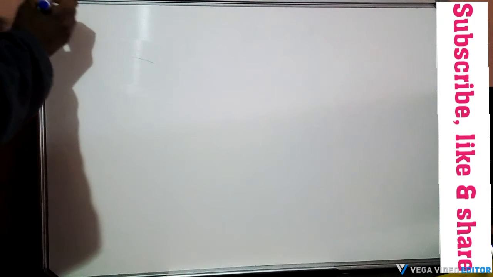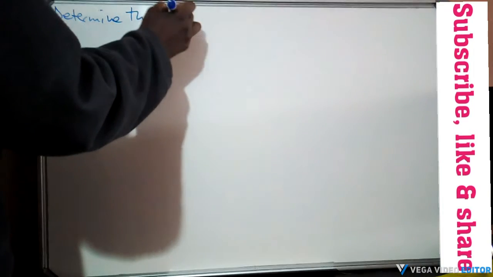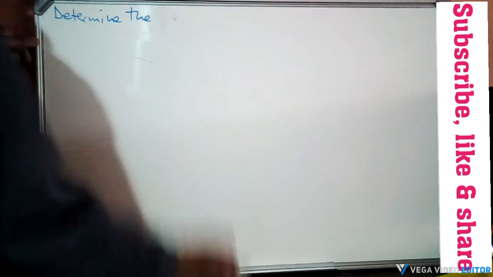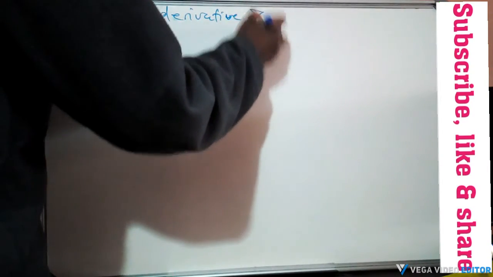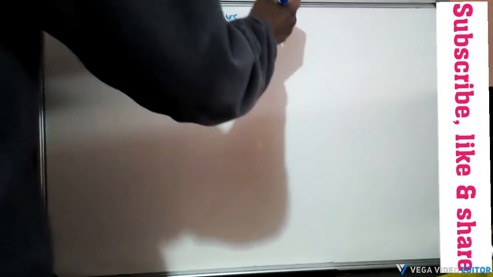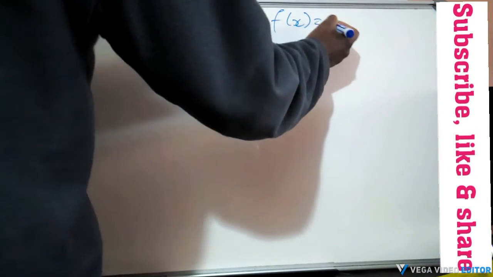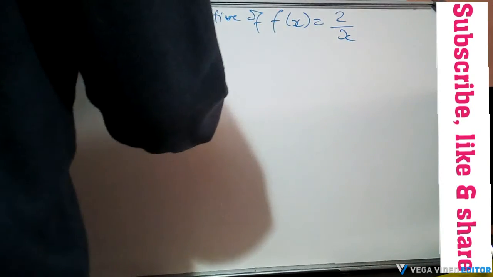All right, question number 2. Now in question number 2 again, we're still using first principles. The question says determine the derivative of our function, which is f of x equals 2 divided by x.